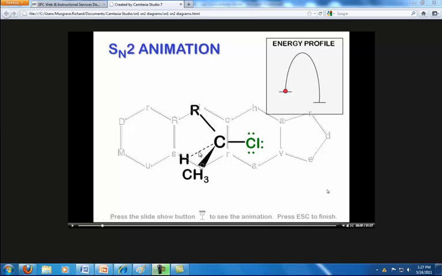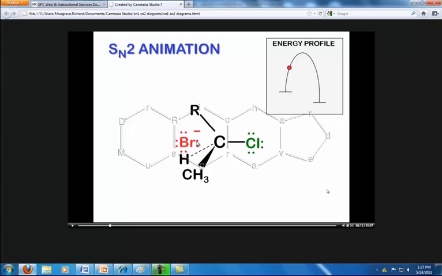You don't see the Br- yet, and it'll turn up in a second. Now what's going to happen is that in one step, the Br will attack this C and the Cl will leave, and you'll see the changes in energy as this occurs. I'll try and stop it at the various points so you can see those changes. Alright, I'll stop it there.